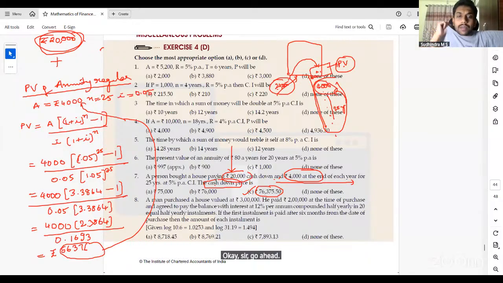All clear? Okay. Can we all move on to question number 8? The last question in this exercise. Again, there they have given some log values. Don't worry about it. Just ignore. Irrelevant. Without that also we can solve easily.